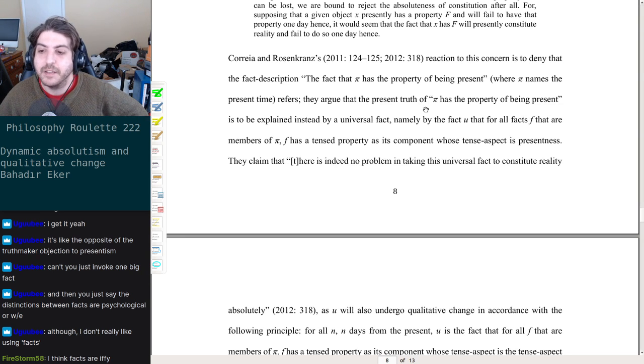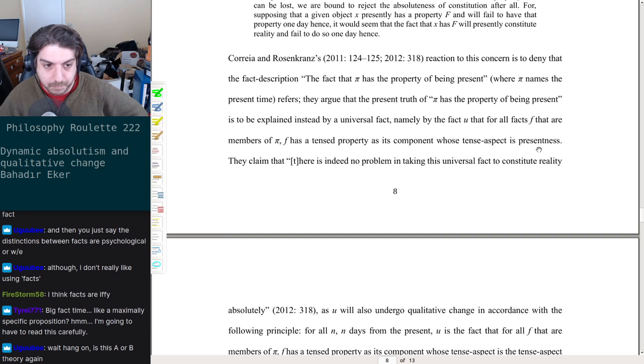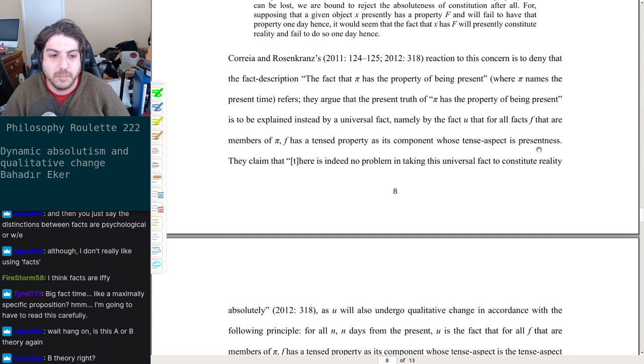Okay, so pi has a property of being present, which is to be explained instead by a universal fact, namely the fact that U has that for all facts F that are members of pi, F has a tense property as its component whose tense aspect is presentness. Yes, like a maximally specific proposition. This is A theory. Yeah, so this is A theory that smells like B theory. That's kind of what's happening here. This is A theory that's leaking into B theory.